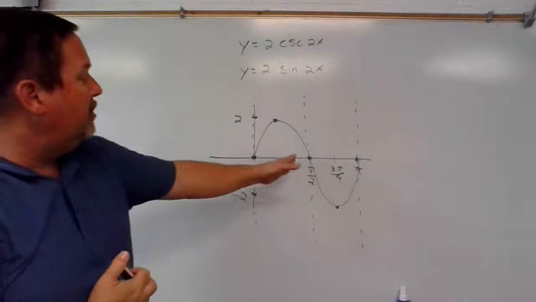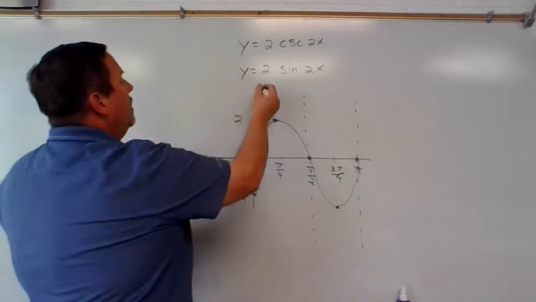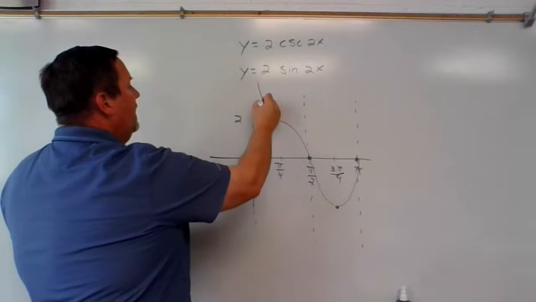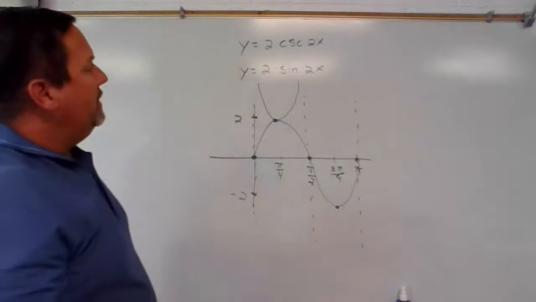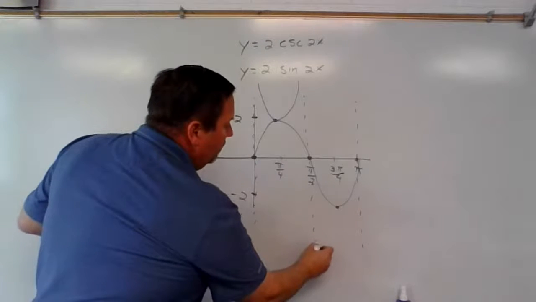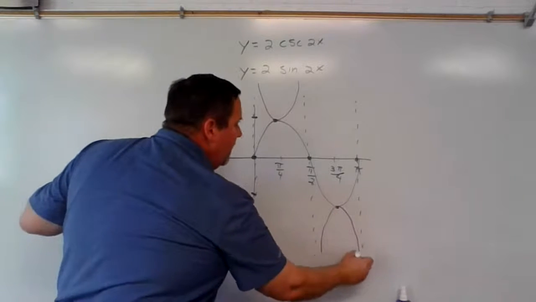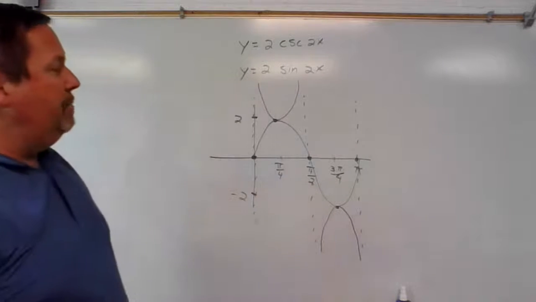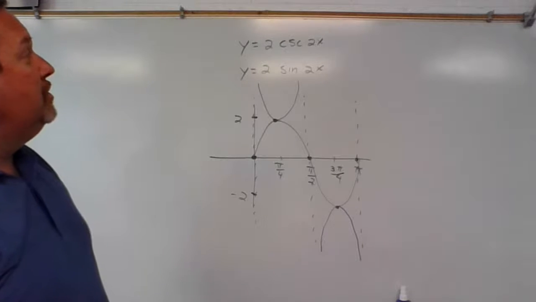Okay, this section here between 0 and pi over 2, I'm going to come from positive infinity, going to dip down so that these touch, and have myself a big smile there. Over here, I'm going to come from negative infinity. We're going to meet right there, and I have a rainbow. And so that's how I graphed y equals 2 cosecant 2x.